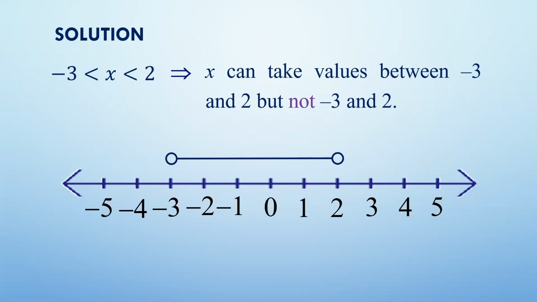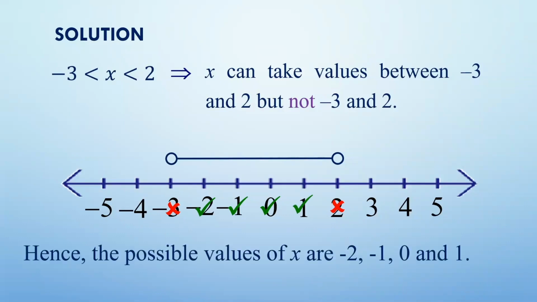Now remember that x is an integer. So x cannot be equal to -3, x cannot be equal to 2, but x can be equal to -2, -1, 0, and 1. So x can take the different possible values, that is -2, -1, 0, and 1.